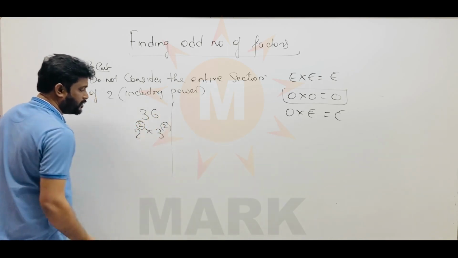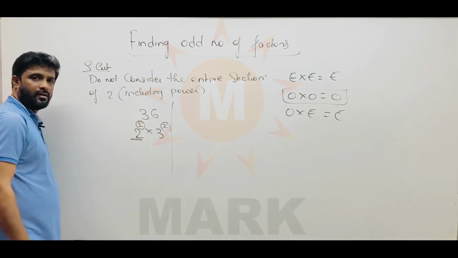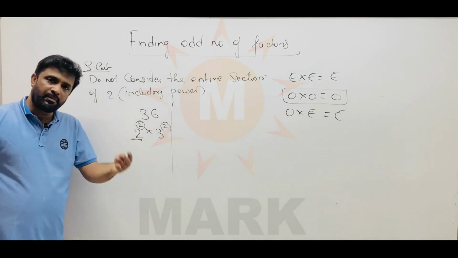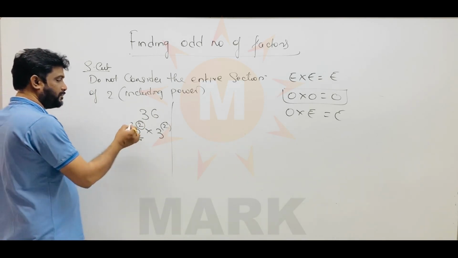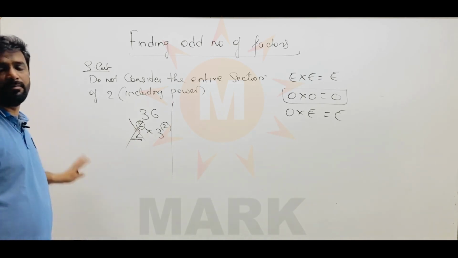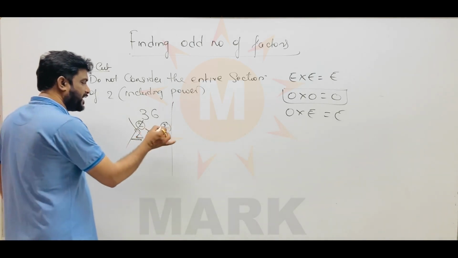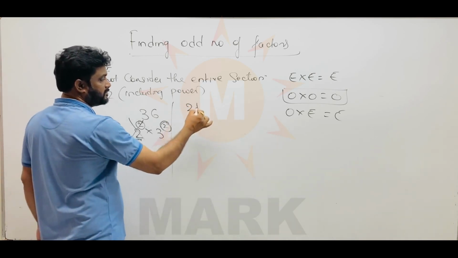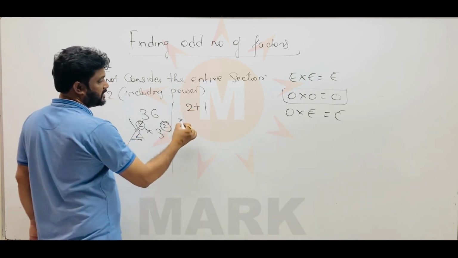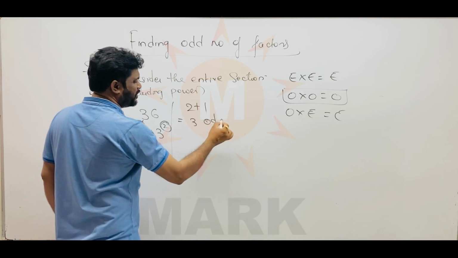But here what you have to do, this is a 2. So any number that is multiplied by 2 will give an even number, right? So we don't want even numbers. So we are entirely cancelling the part of 2. We are taking only this power, 2. Add 1 to it. That is nothing but 3. Only 3 odd factors are there.